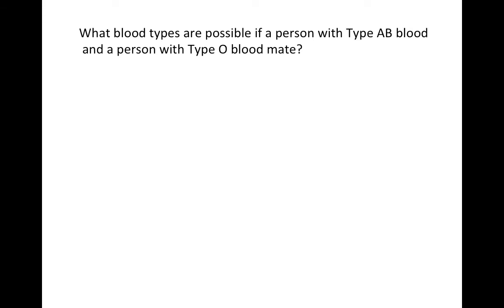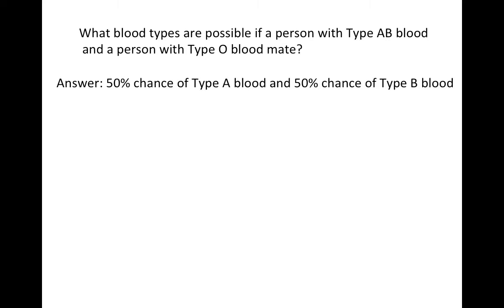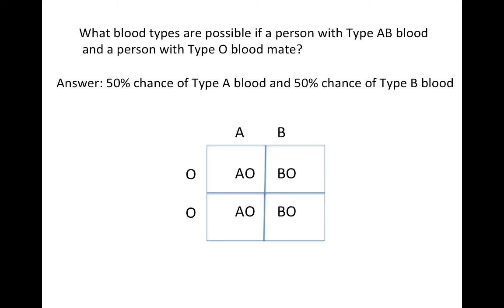What blood types are possible if a person with type AB blood and a person with type O blood mate? Again, set up a Punnett square and try this yourself. If you set up a Punnett square and it looked like this, where the person with type AB was at the top and the person with type O, it doesn't matter if they're on the top or the side really, but here's the type AB person and here's the type O person. They have a 50% chance of having a child with type A blood or a 50% chance of having a child with type B blood.